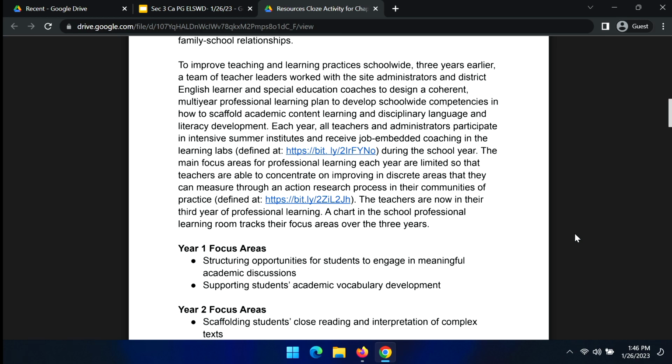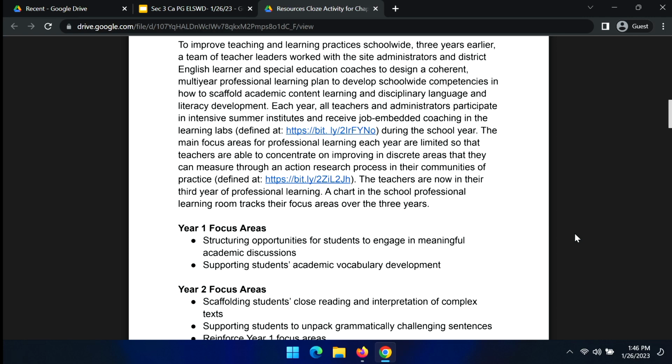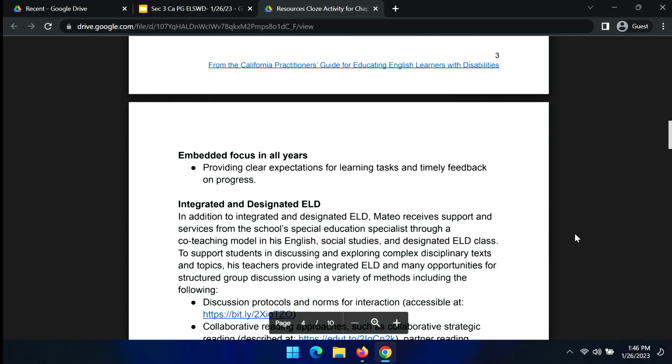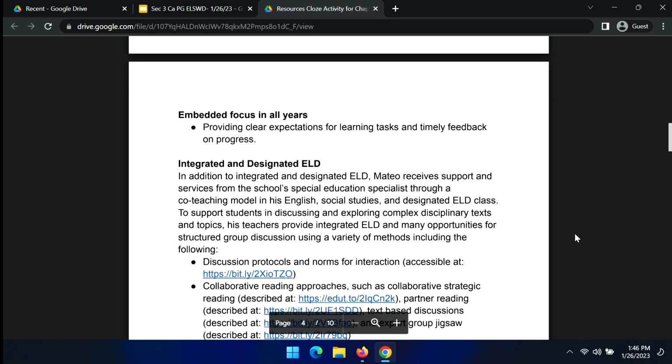The teachers have a professional learning group that is focusing in on structuring opportunities for students to engage in meaningful academic discussion, supporting students' academic vocabulary development, etc. You can read it here. What does this have to do with Mateo? Well, that PD is going to impact his access to integrated and designated ELD.